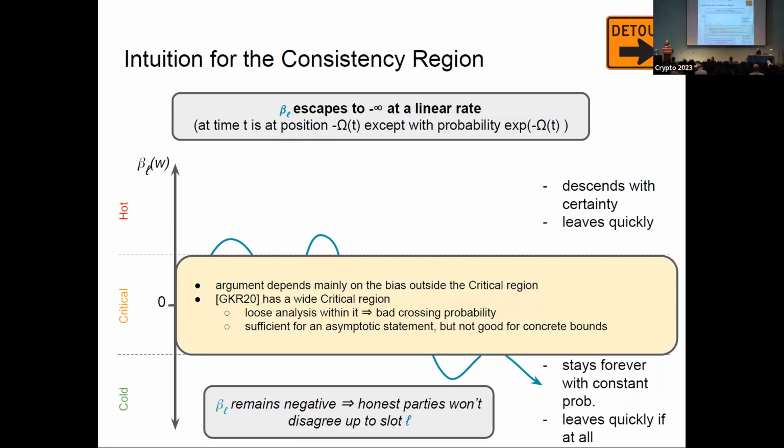And the relevant thing about this argument for us is that it depends mostly on the bias that the random walk exhibits outside of the critical region. And this previous work has a very wide critical region, and arguably a very loose analysis of the probability of crossing it, which is sufficient for the asymptotic statement, but this kills all chances of getting good concrete bounds for settlement of this class of protocols.